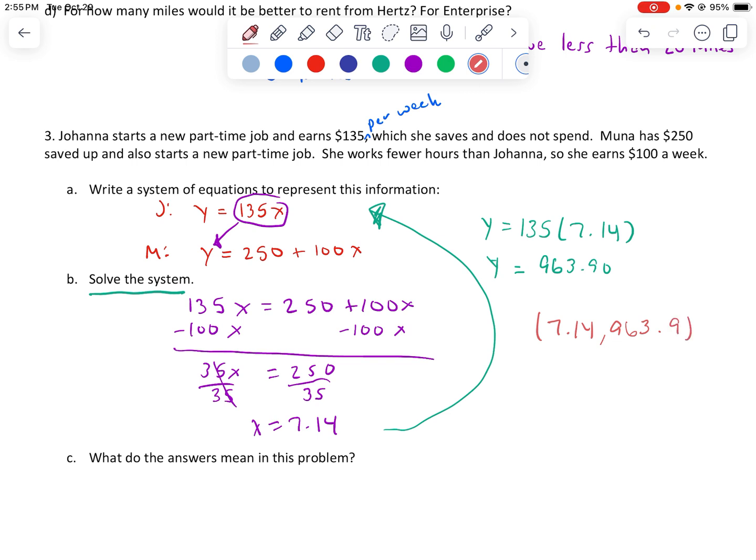Again, you need to be able to explain what this means. Remember, x is our time or our number of weeks. y is how much money we have earned or how much money you have in the bank. So this means a little after 7 weeks, they both have about $964.